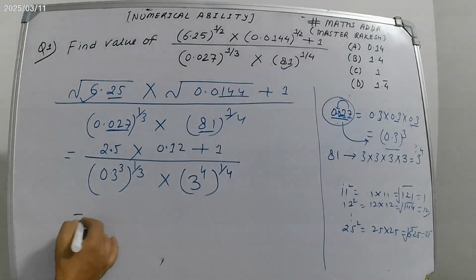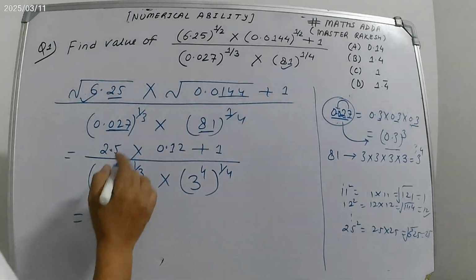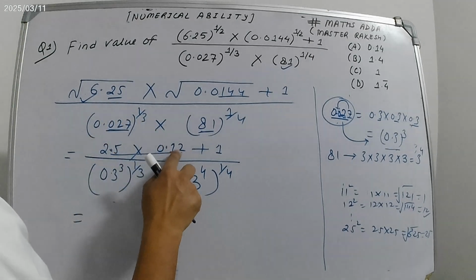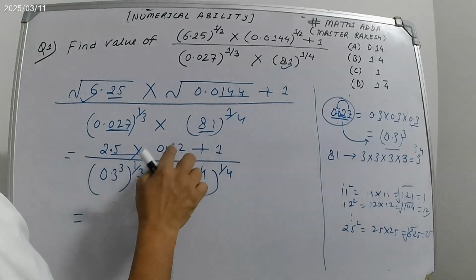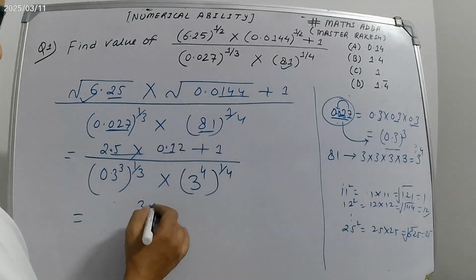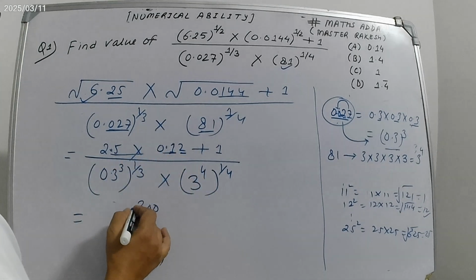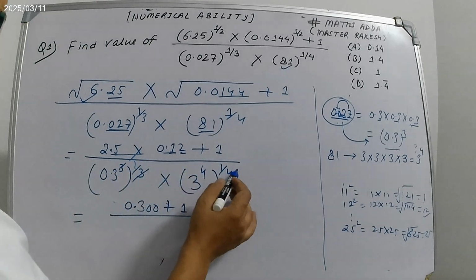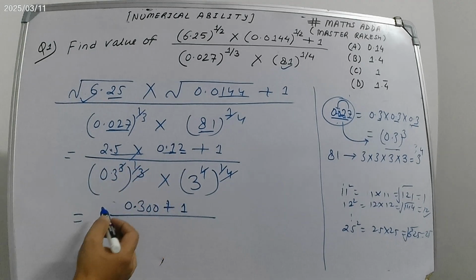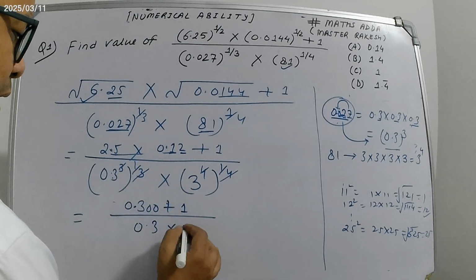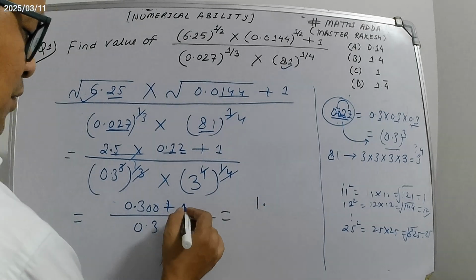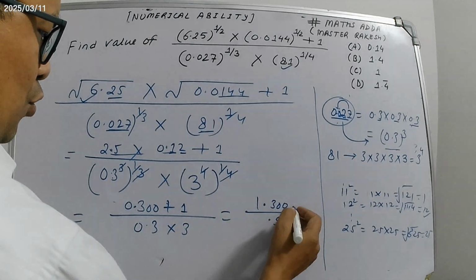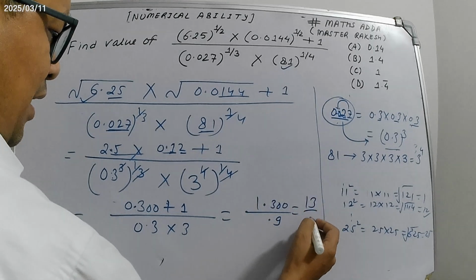So students, you can see 2.5 into 1.2. If we multiply 25 and 12, leaving the decimal place for the time being, 25 into 12 is 300. So with 3 decimal places it becomes 0.300. Plus 1 upon, 3 and 3 cancel, 4 and 4 cancel, since power on power gets multiplied and the powers cancel. So 0.3 into 3, which is 0.9. The upper one becomes 1 plus 0.300, that is 1.3, upon 0.9. Removing the decimal point, 13 upon 9.